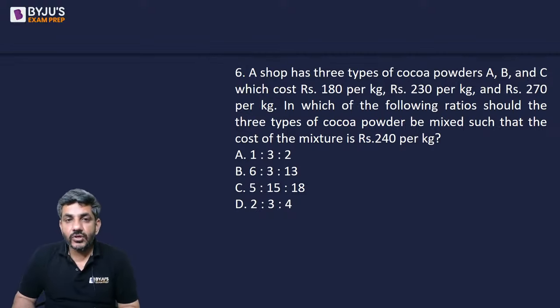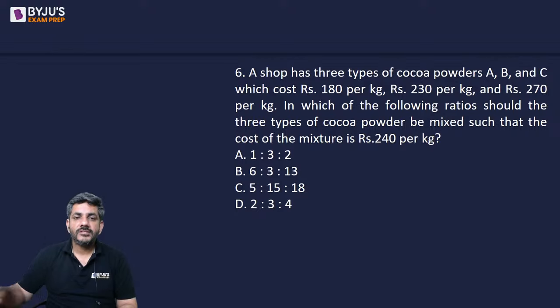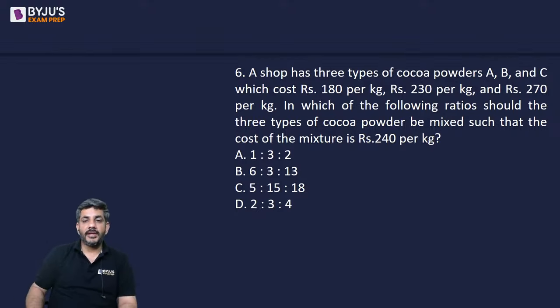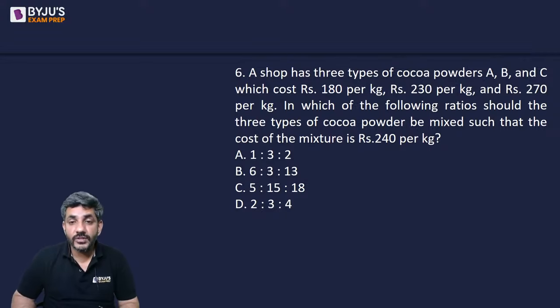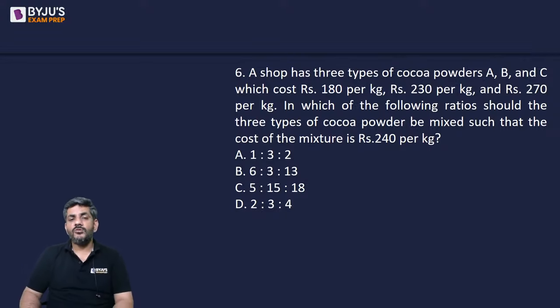Okay, it says a shop has 3 types of cocoa powders, A, B, and C, which cost rupees 180 per kg, 230 per kg, and 270 per kg. In which of the following ratios should the 3 types of cocoa powders be mixed such that the cost of the mixture is rupees 240 per kg? I've got one answer from Music Core. He says C.